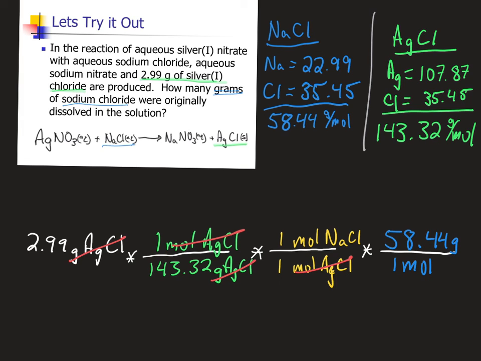Now I have to do the final multiplication and take 2.99, multiply that by 58.44, divide that whole quantity by 143.32 to say that my final answer is 1.22 grams of sodium chloride was in my original solution.